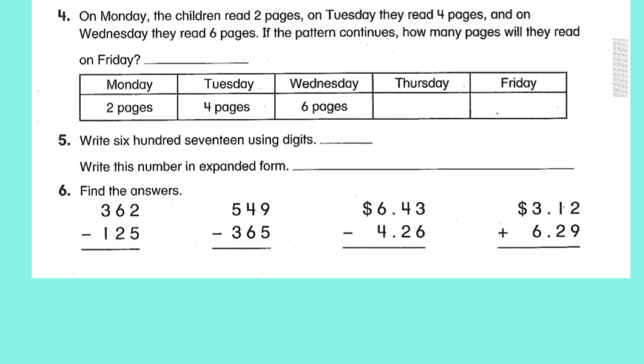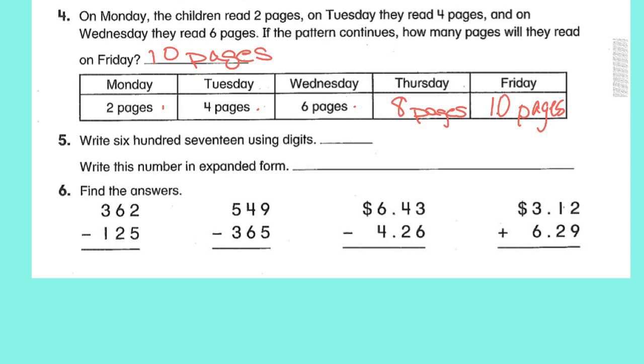Okay, number 4. On Monday, the children read 2 pages. On Tuesday, they read 4 pages. And on Wednesday, they read 6 pages. And if the pattern continues, how many pages will they read on Friday? So let's look at the pattern. 2, 4, 6. Looks like the pattern is a plus 2 pattern. So Thursday would be what number? Yes, it would be 8 pages. And that would make Friday, get ready, 10 pages. So the answer is 10 pages.